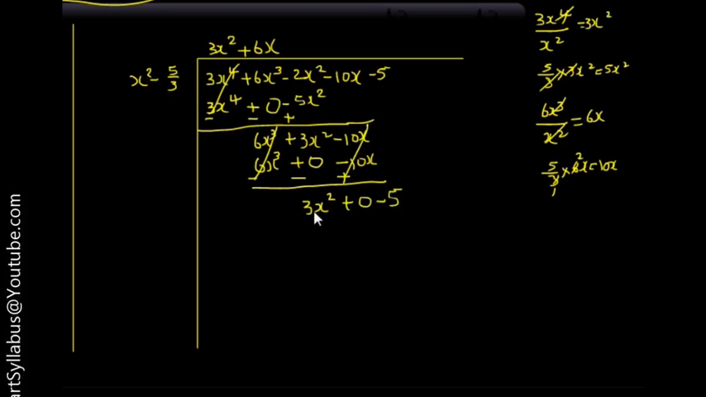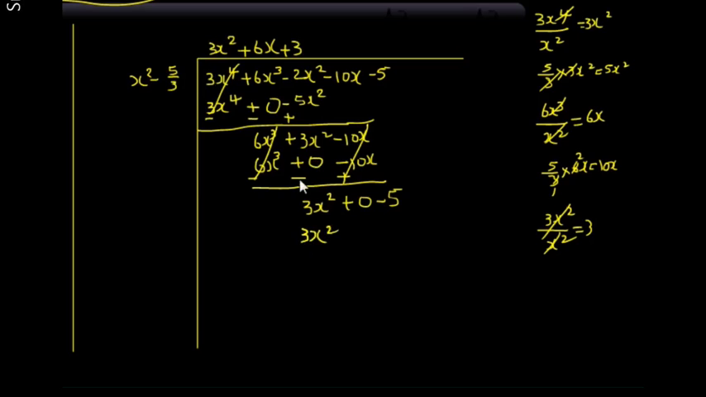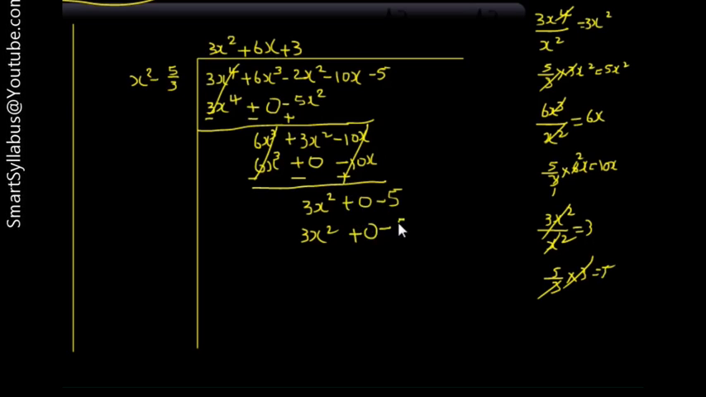The final division: again divide first term by first term, so it's 3x square upon x square. Now x square gets cancelled, so we get just 3, so plus 3 into x square, it's 3x square. Minus 5 by 3 into 3: 3 gets cancelled, just 5 remains. But here only 0 is there, so what we do? Plus 0 as it is. Minus into plus, minus 5 by 3 into 3 is 5.